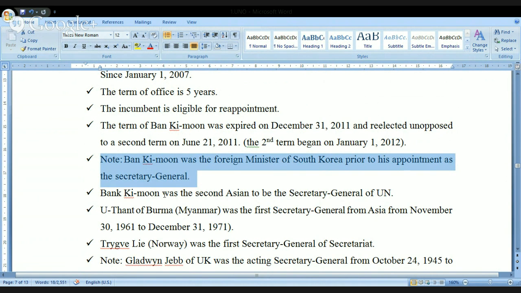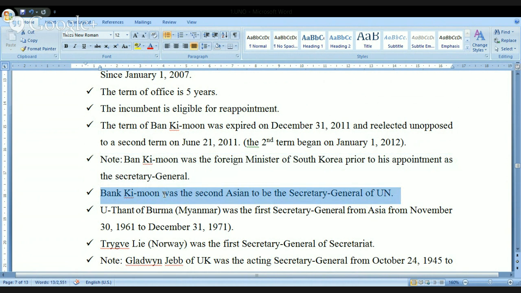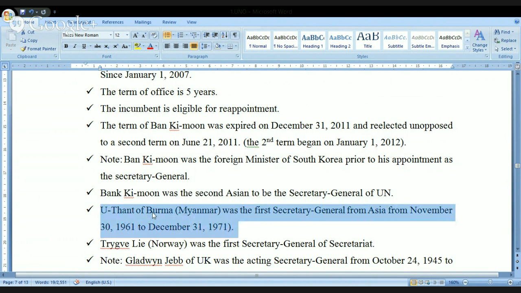Look at this point. It is for the sake of general knowledge. Ban Ki-moon was the second Asian to be the Secretary General of the United Nations. He was the second person from the Asian region. The first person was U Thant of Burma. Now it is no more Burma, it is called Myanmar. Kindly have a look at the map and locate where Myanmar is. This person was the first Secretary General from Asia and he continued from 61 to 71. Next.